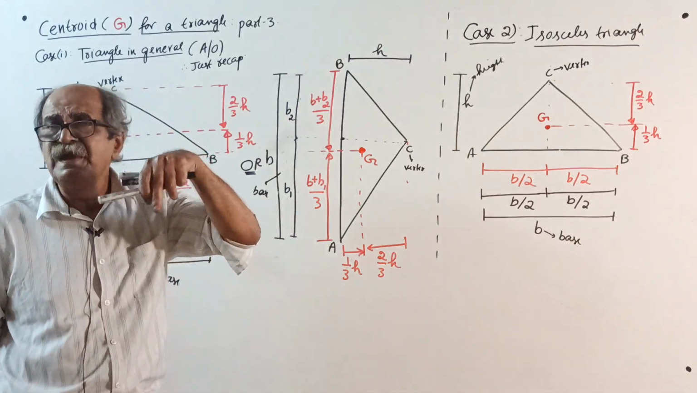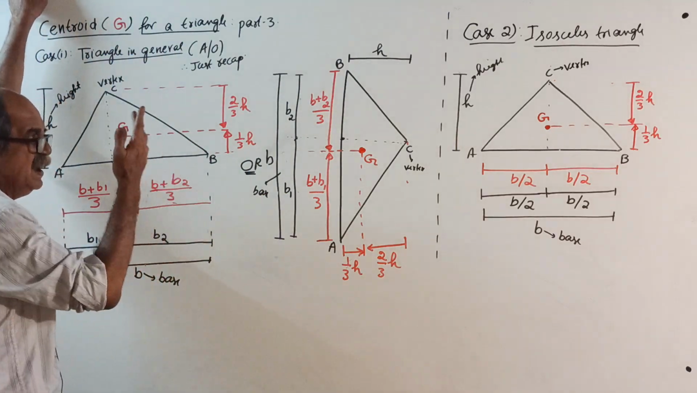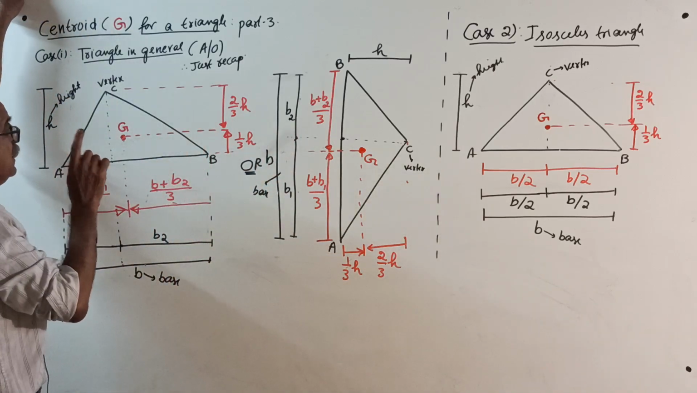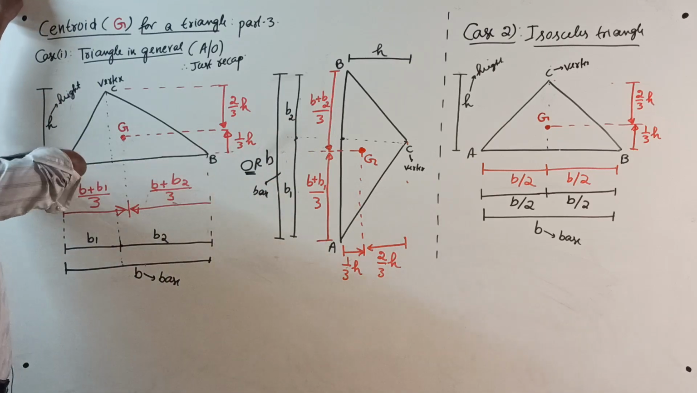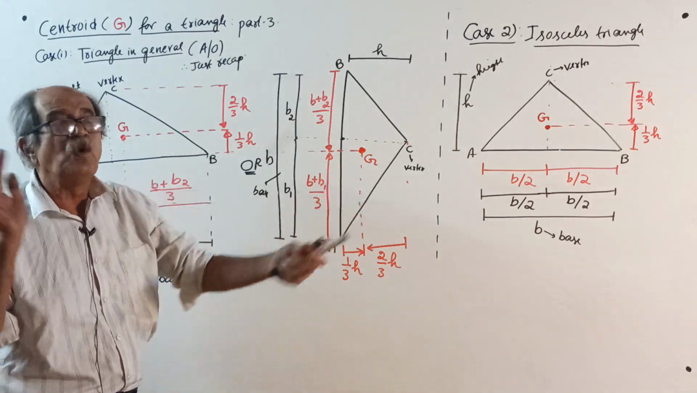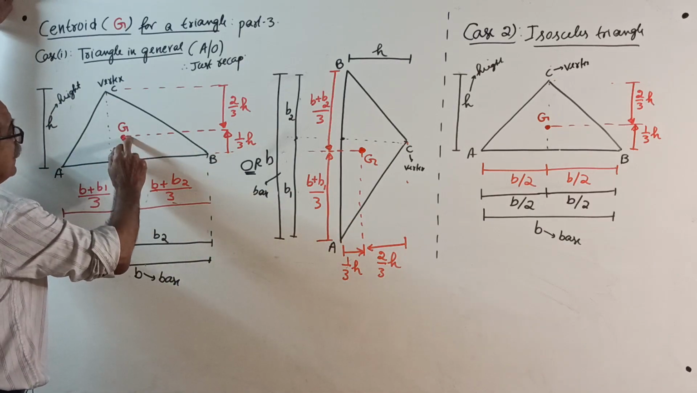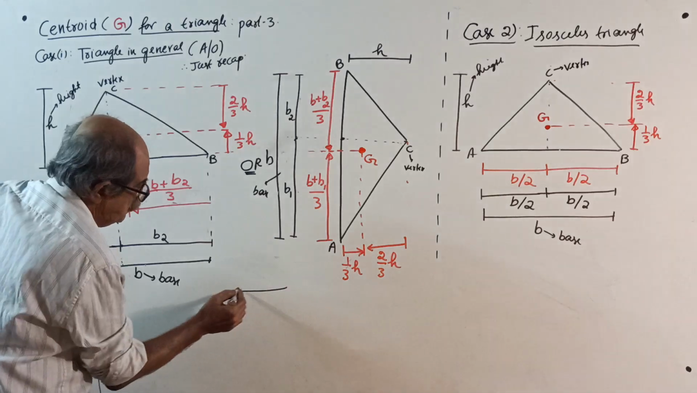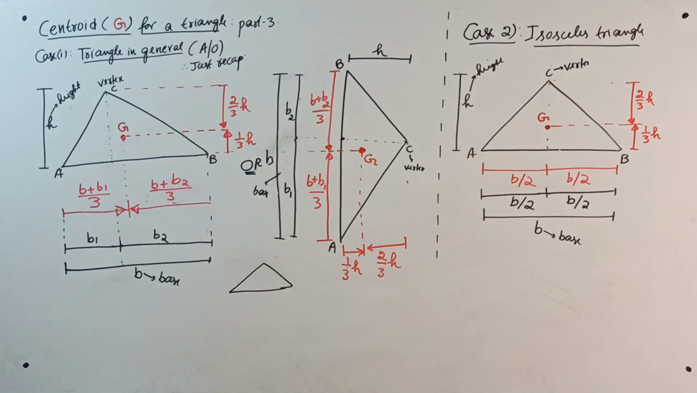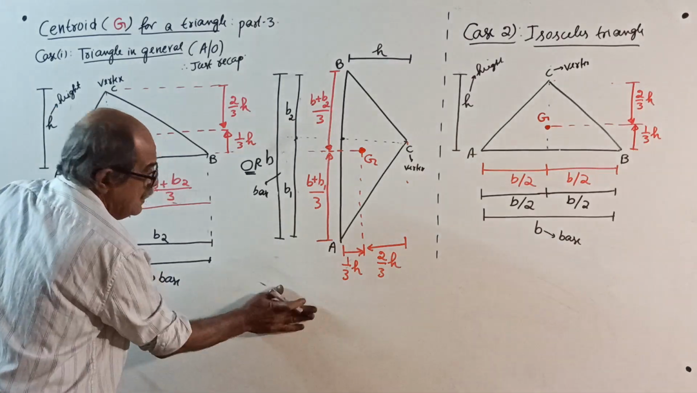This all I will explain next class. Right now, one of them is B1, the other is B2. Anyone can be more. Here I took B1 more. Then the centroid along the base will be on that side where the area is more. Lesser area, more area, the centroid will come here. Suppose by chance I took it this way, then the centroid will be this side. All this explanation in the next class.